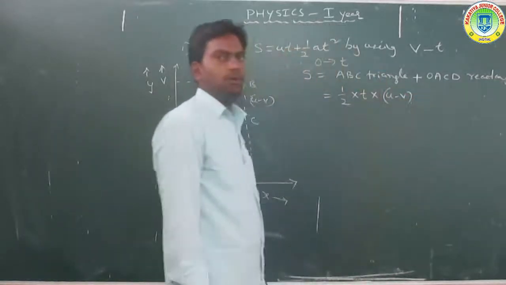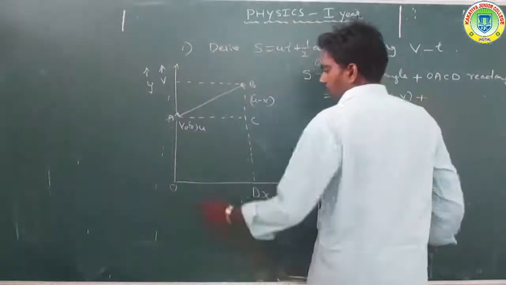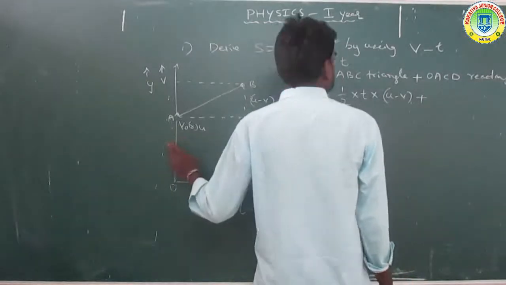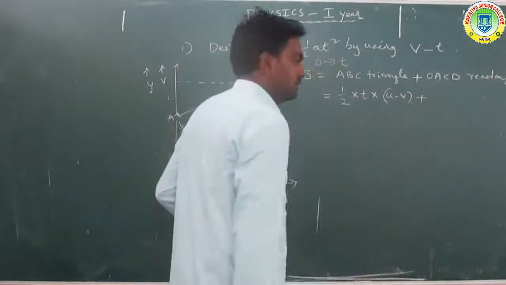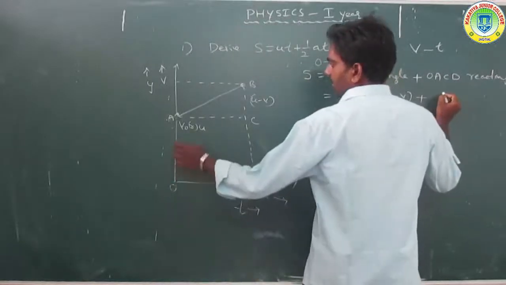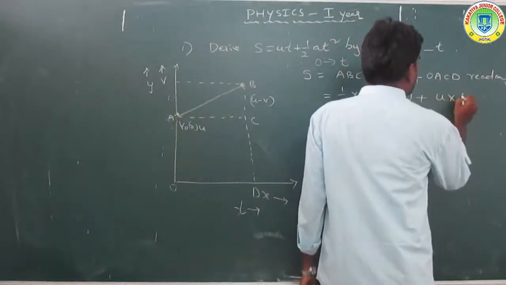Okay, v minus u is taken. And now take the rectangle OACD, which has a length and width. The length is u, and the width is t.